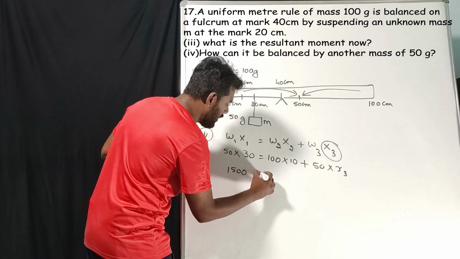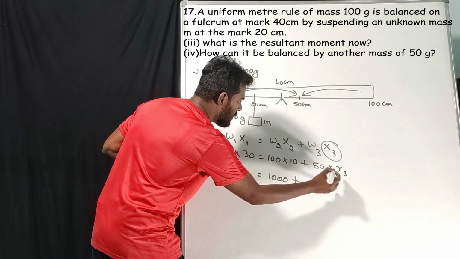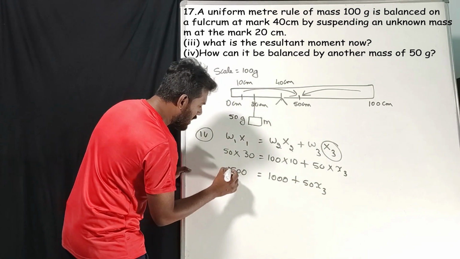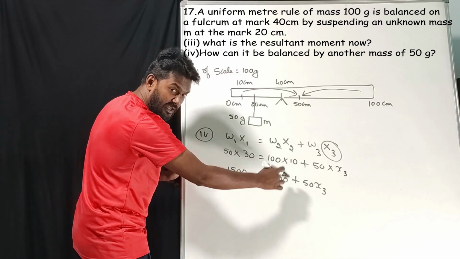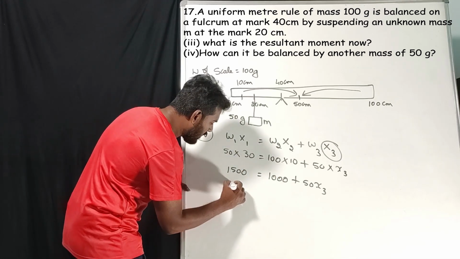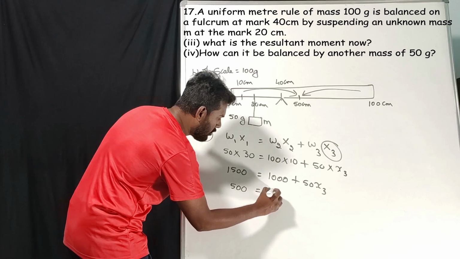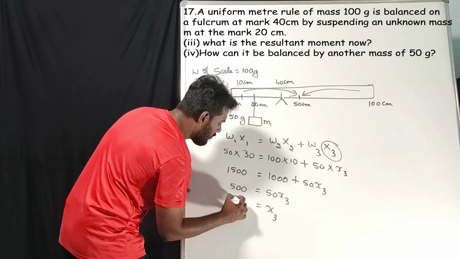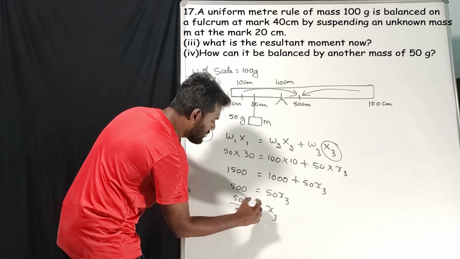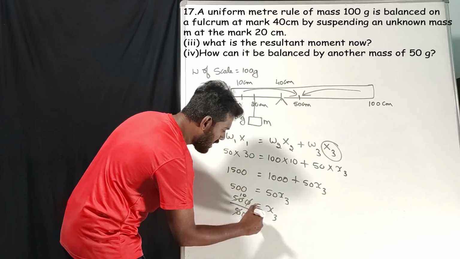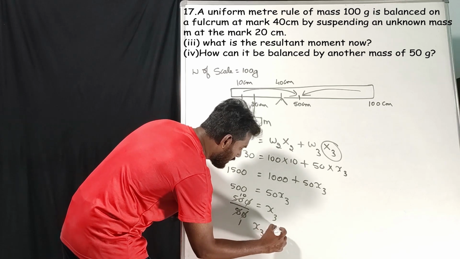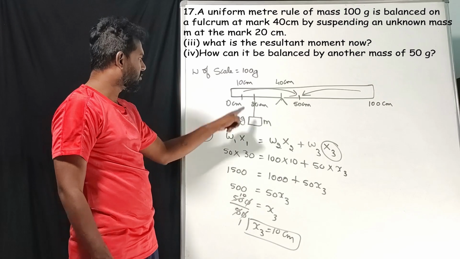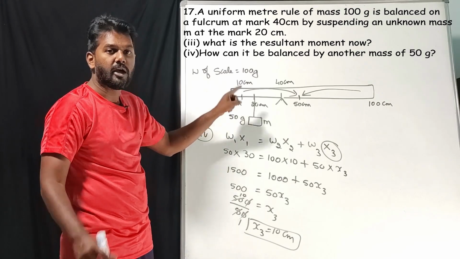Okay, this will be 1500 is equal to 1000 plus 50x3, correct? Now I'll move this 1000 here, that will be 1500 minus 1000, the answer will be 500 is equal to 50x3. So x3 will be 500 by 50, that is 10. So x3 will be 10 centimeter. So 10 centimeter means we have to keep the load at 10 centimeter, right?